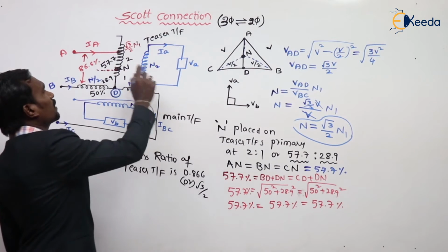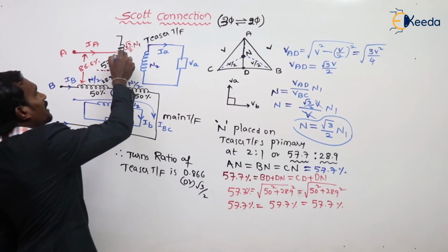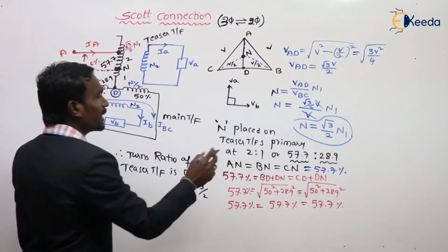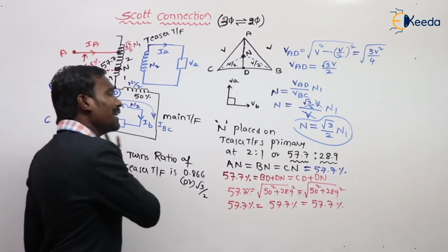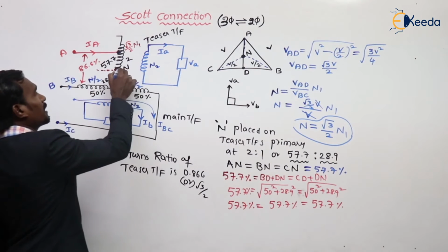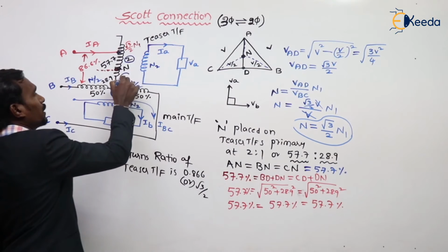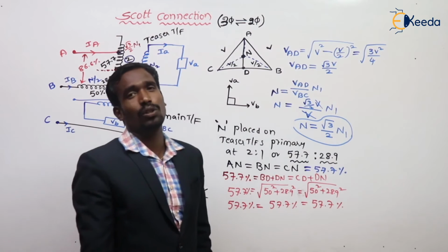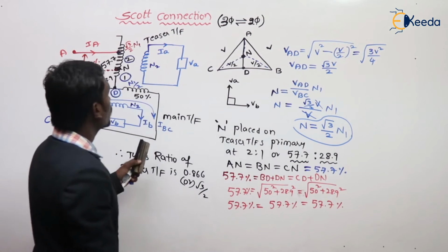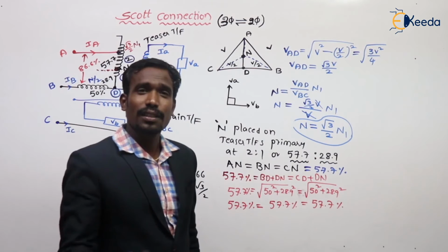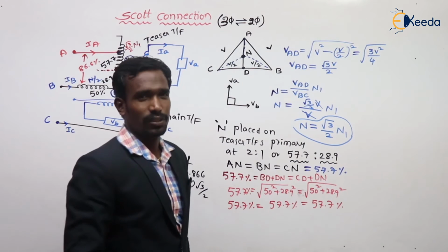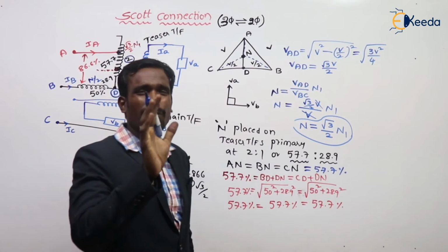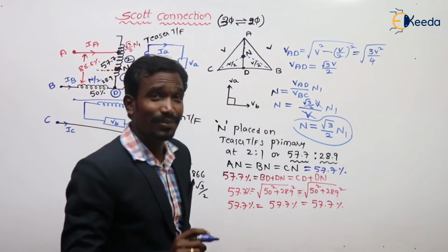This is the Scott connection. To get the balanced load, the teaser transformer is tapped at 86.6%, and to get the balanced supply, the neutral is placed on the transformer in a 1:2 ratio, or 28.9:57.7 ratio. This is about the Scott connection. Then here we have a small derivation and vector diagram. Let's see that vector diagram.